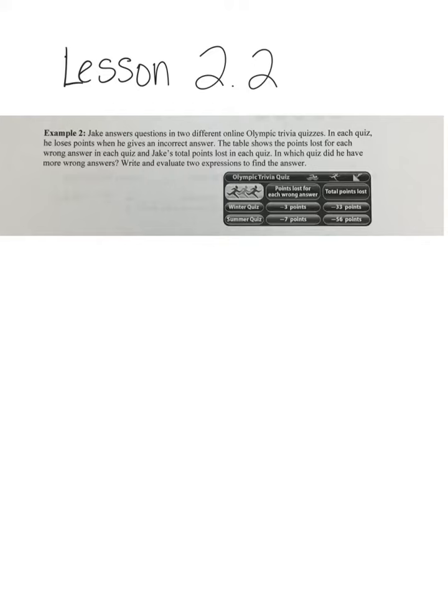So for the winter quiz, it says he lost a total of 33 points. And for each incorrect answer, he lost 3 points. So to figure out the number of questions that he answered incorrectly, we're going to take the total points lost divided by the number of points he lost on each question, and that's going to tell us how many questions. So our expression here is negative 33 divided by negative 3.